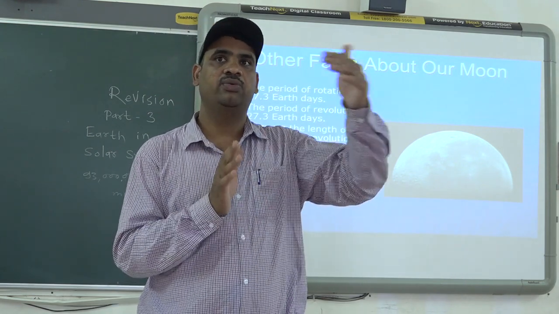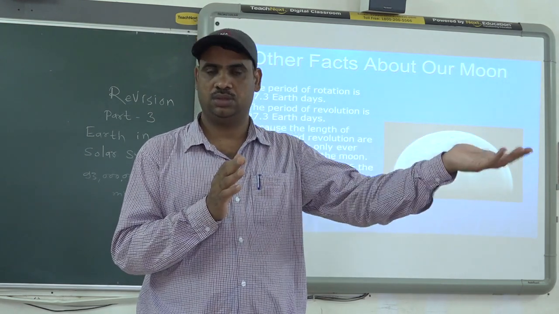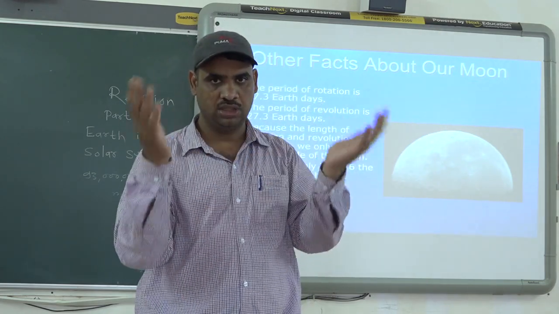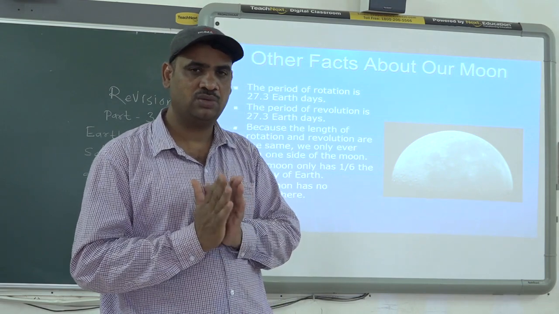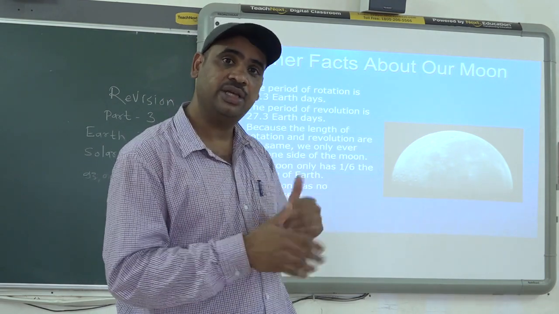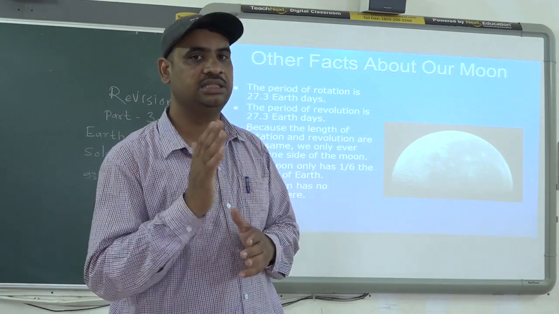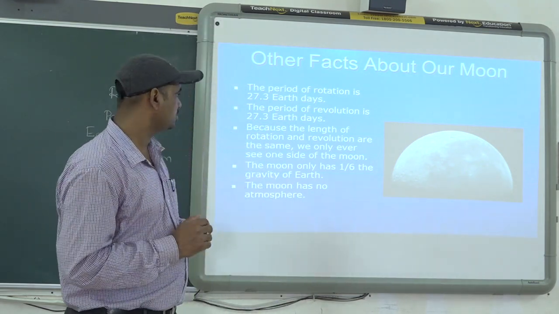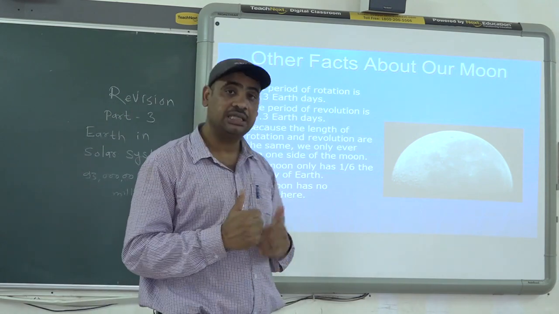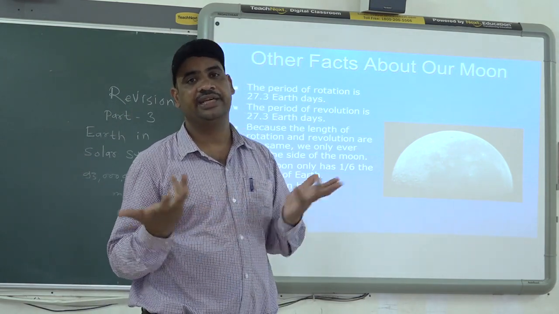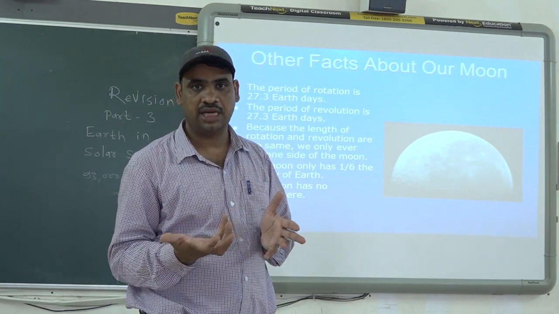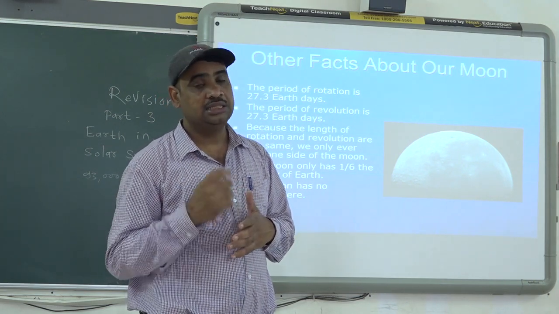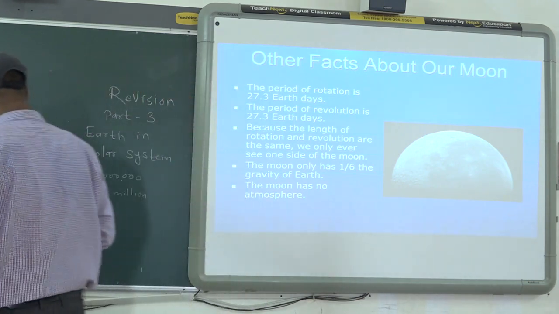That's why we are not able to see the full side of the moon. It is not possible because the rotation time and the revolution time of the moon are the same. Then we discussed stars, how they get energy, and how sometimes they die also.